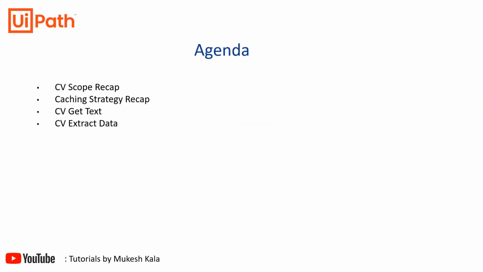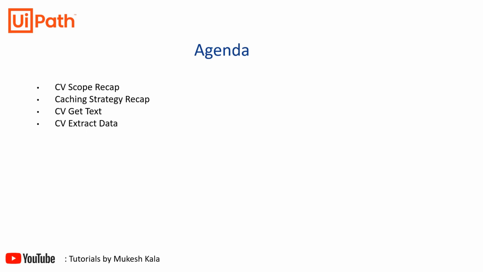This is the agenda for this video. We are going to have a quick recap of the CV scope and the caching strategy. We have already covered this in the previous video, so we will just have a quick recap. The major focus of this video is how to get the data out of the Citrix machine or out of the remote machine, which means looking at how to get text data, and in case I have tabular data inside the virtual machine, how can I get that?